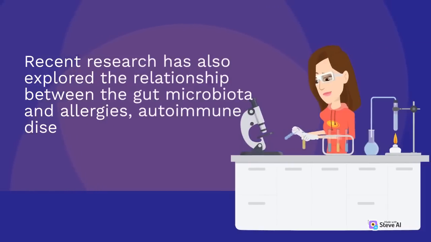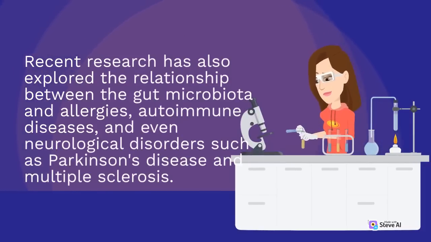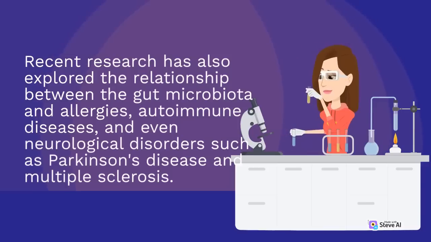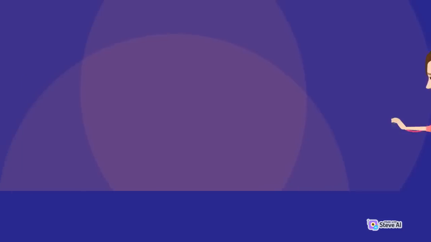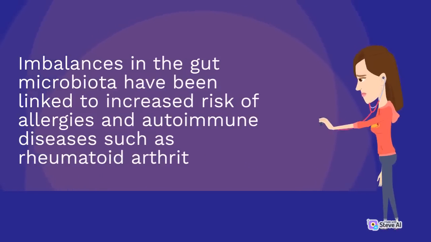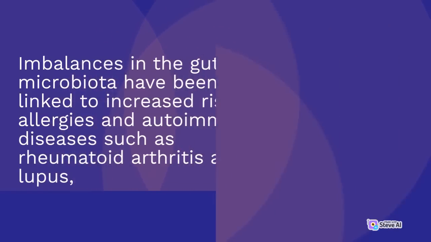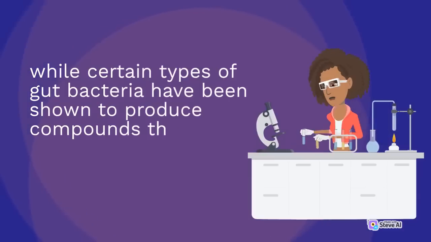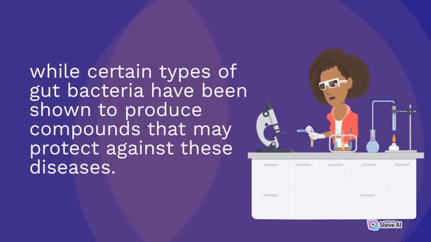Recent research has also explored the relationship between the gut microbiota and allergies, autoimmune diseases, and even neurological disorders such as Parkinson's disease and multiple sclerosis. Imbalances in the gut microbiota have been linked to increased risk of allergies and autoimmune diseases such as rheumatoid arthritis and lupus, while certain types of gut bacteria have been shown to produce compounds that may protect against these diseases.